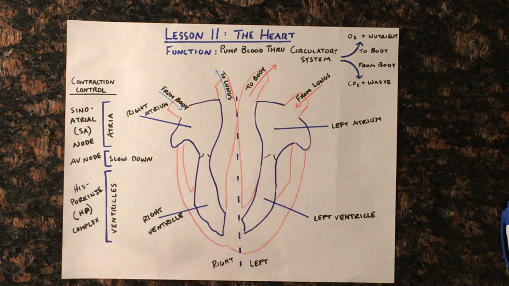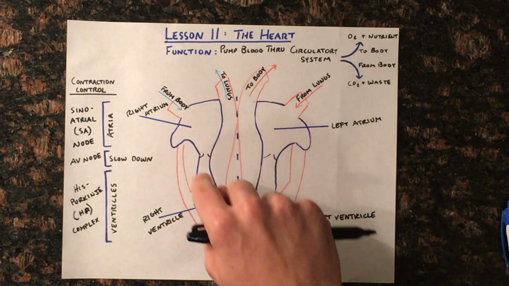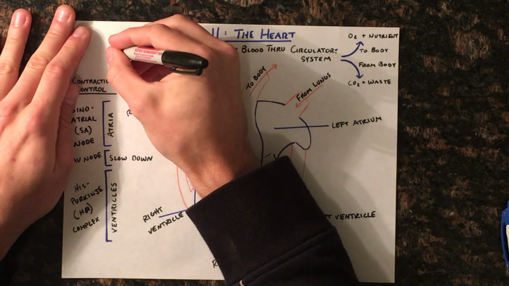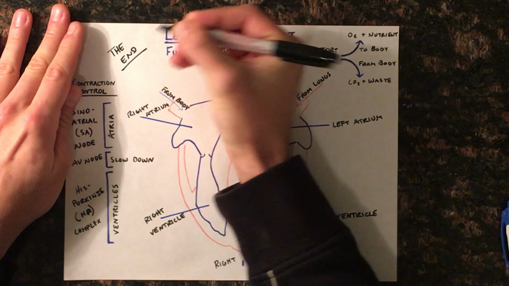Now we'll go over all three nodes again in class, but for now, just remember that the heart has two halves, each with two chambers, and it uses those chambers to pump blood to and from the body. And that, for now, is the end.